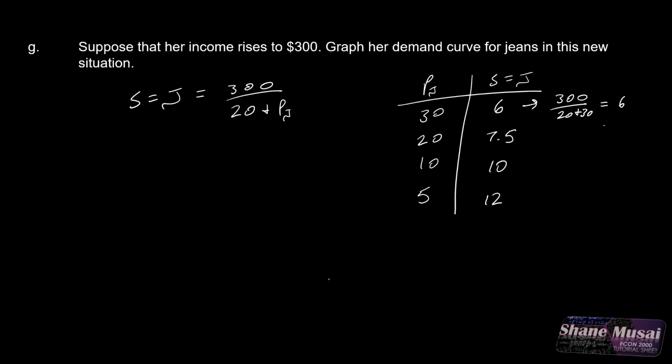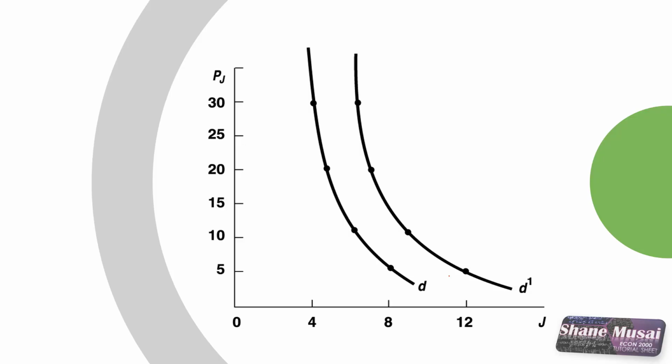And if we were to plot price versus quantity, so if you plot the demand curve from part E and from part G, we would get these two demand curves. This would be the demand curve from part E, the first one, and D1 would be the demand curve from part G.